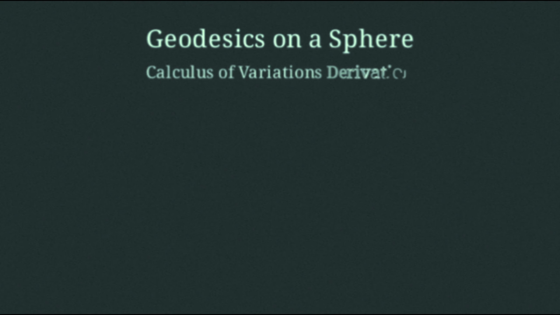Today we will solve the geodesic problem on a sphere using calculus of variations. We will derive the full mathematical relations and show why the shortest path on a sphere is a great circle. First, let us visualize the problem.